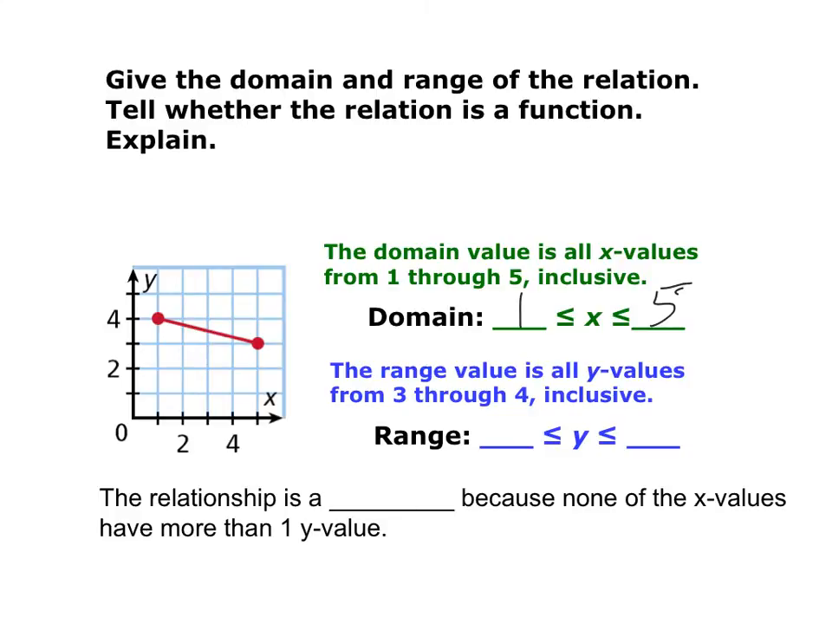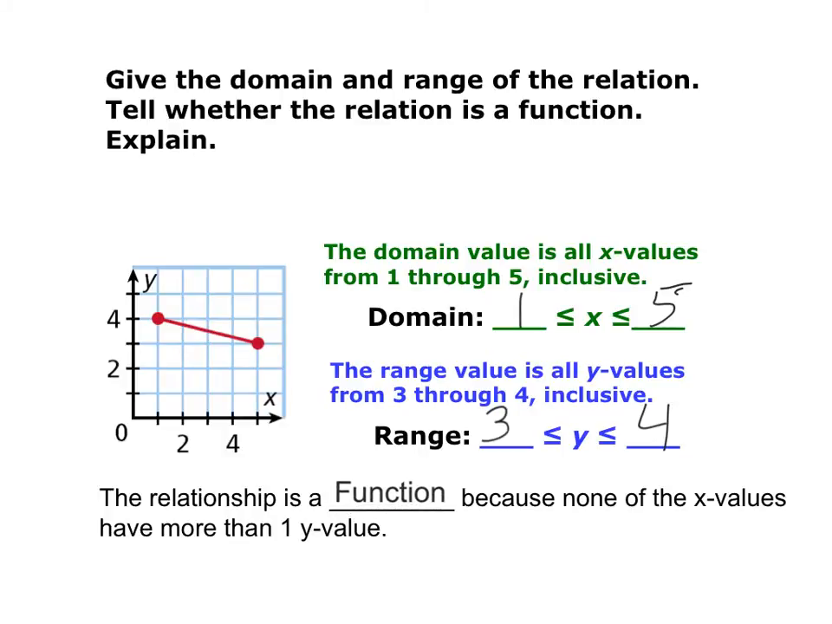Now the range values is the same type of thing, but now we're looking vertically. Here it's all y values from 3 through 4 inclusive. So our 3 is less than or equal to y, which is less than or equal to 4. The relationship is a function because none of the x values have more than one y value.